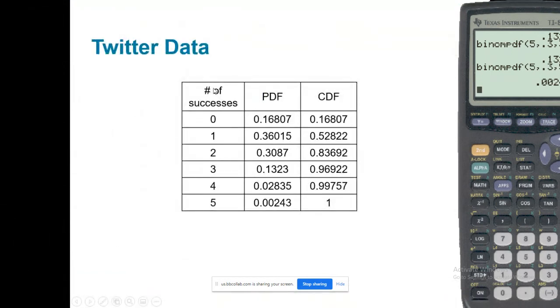So if I go back to my Twitter data, we have the probability of 3, which includes 3 or less. That means I would have to take the probabilities for 0, 1, 2, and 3. I would add all those up together, and I would get the probability for 3 or less.